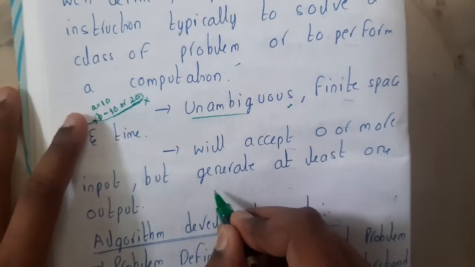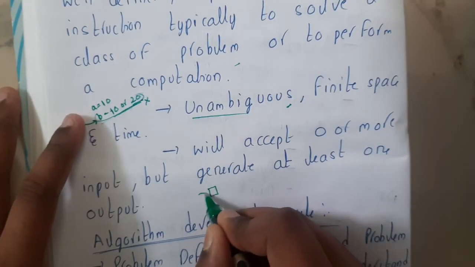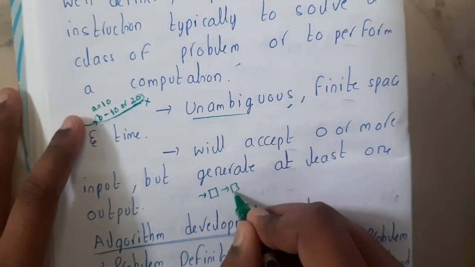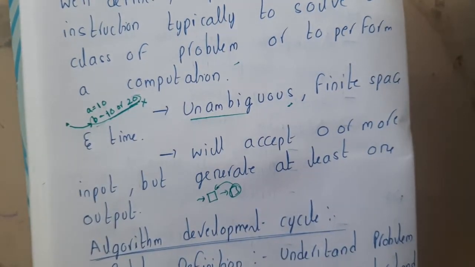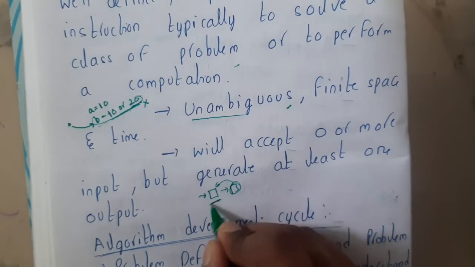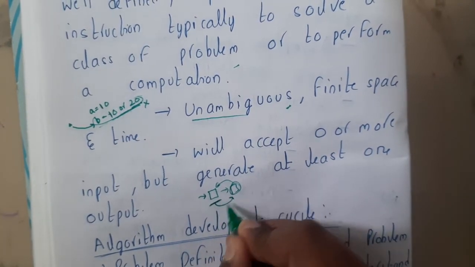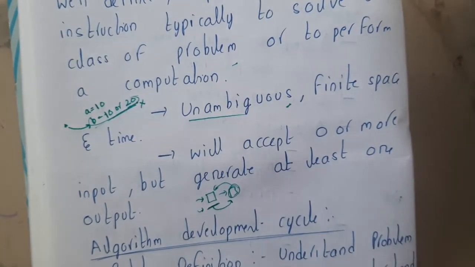If you are writing a block of code, it might not take any input, but it should give some output. If it is not giving output, then why did you write the code, guys? That doesn't make sense, right? So if there is a program or an algorithm, it may not take any input, but it should give at least one output.